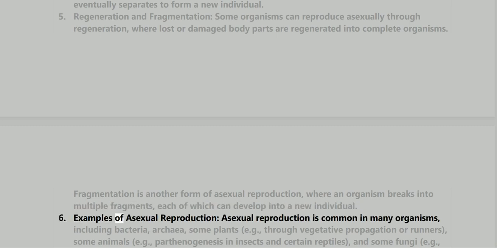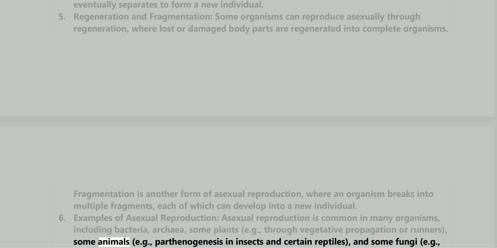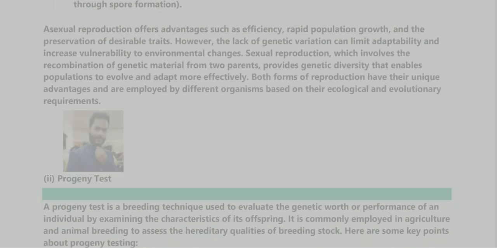6. Examples of asexual reproduction. Asexual reproduction is common in many organisms, including bacteria, archaea, some plants, e.g., through vegetative propagation or runners, some animals, e.g., parthenogenesis in insects and certain reptiles, and some fungi, e.g., through spore formation.